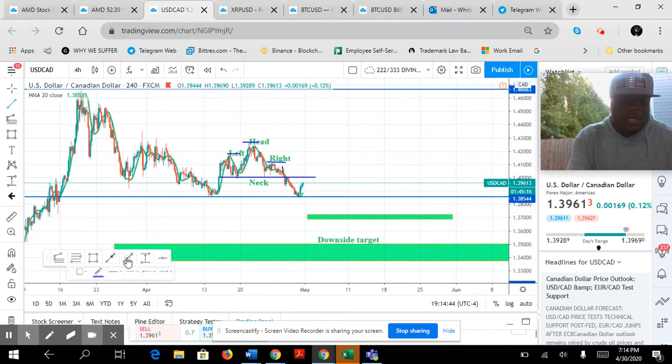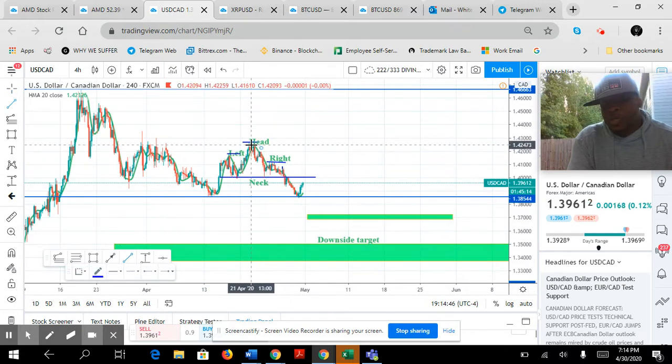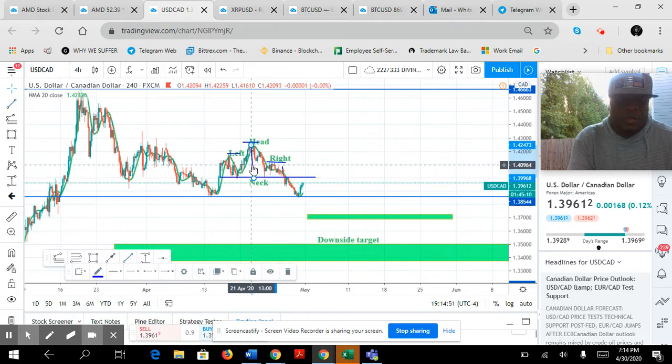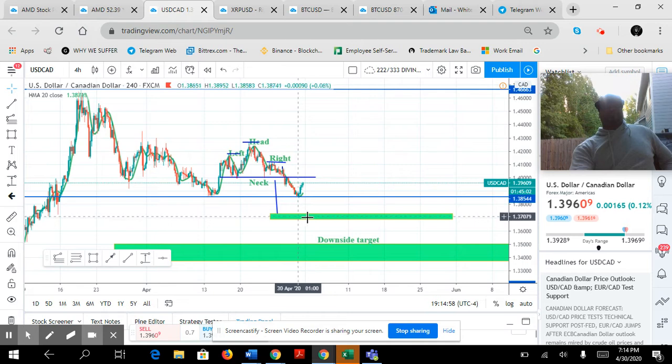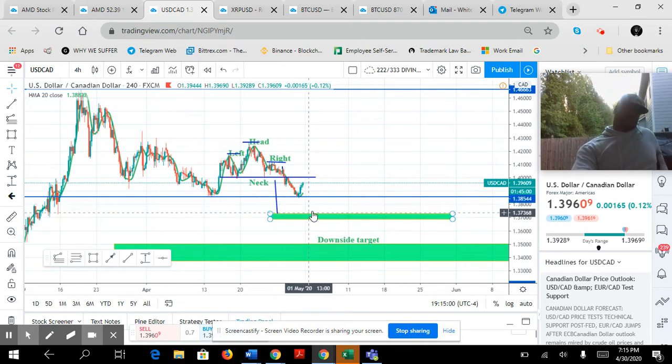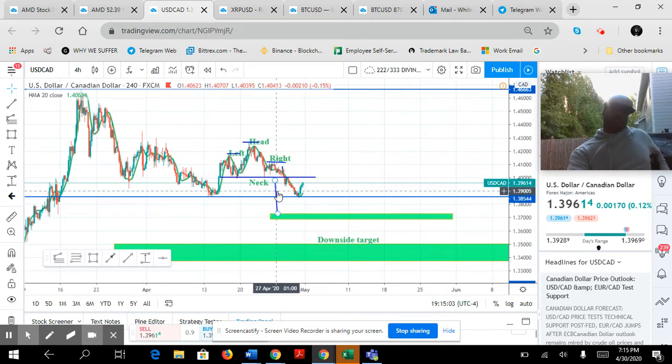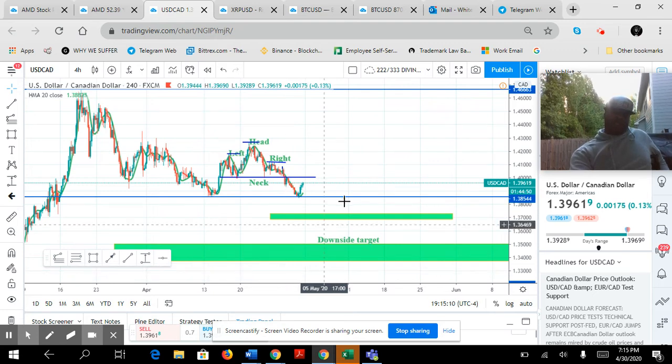And like I said, there's two ways you can do it. You measure it from here to the neck, bring it back to the neck, and there you go, right there. I just used the fibs to give you the target, and I just used the measurement from the head down to the left or right shoulder area. So you saw two ways you could get your targets.